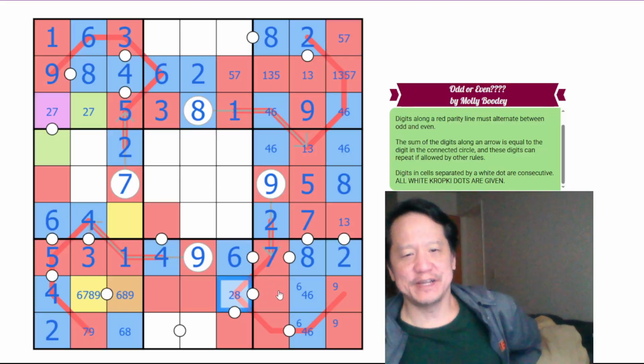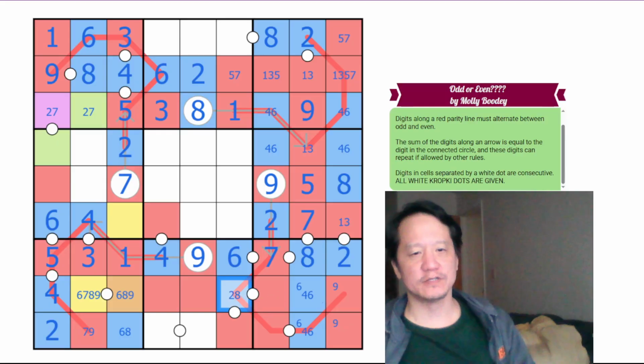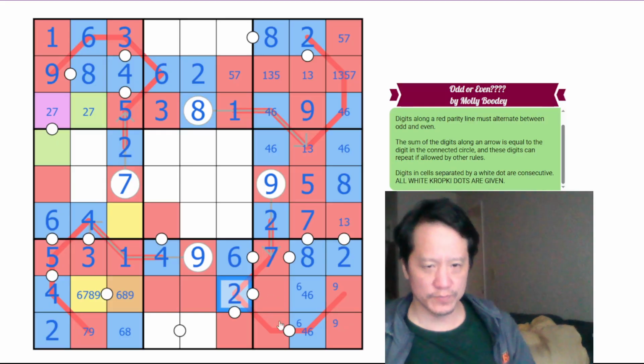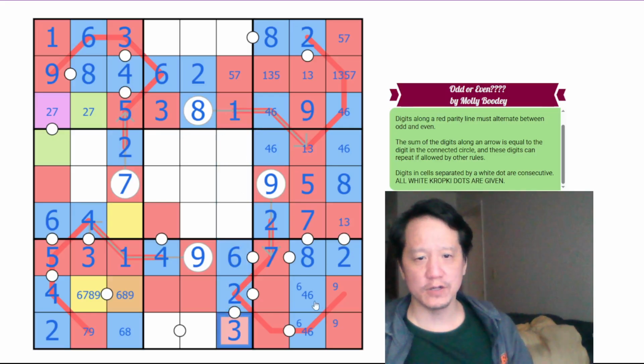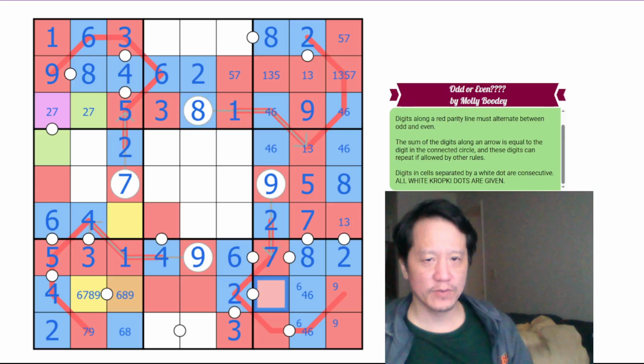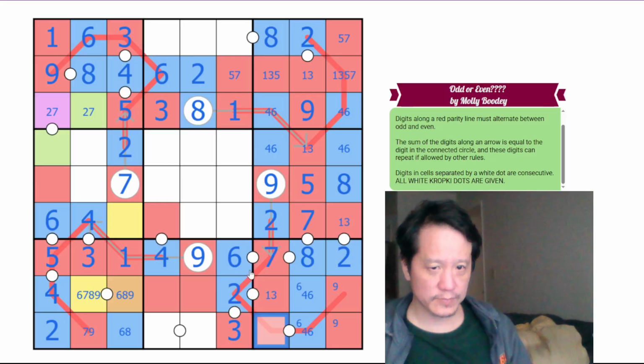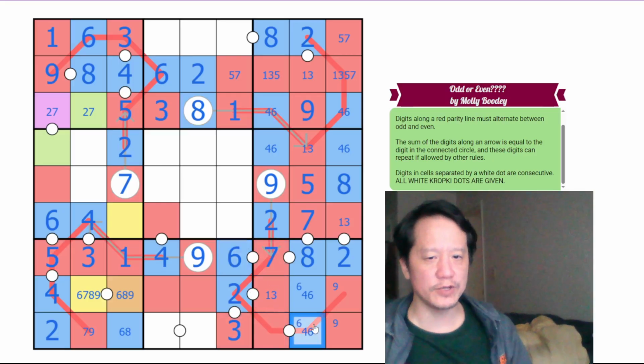If 8 were here, that would force this to be 7 and 9, so this cannot be 8, it's 2. 2 is consecutive with 1 or 3. This can't be 1 because of 1 in the column, so that's 3. This has to be 1 or 3 also. Consecutive with 4 or 6, it's 3, 5, or 7. But 7 can't be here, 3 can't be here, therefore this is 5.